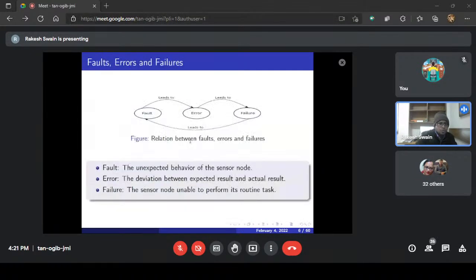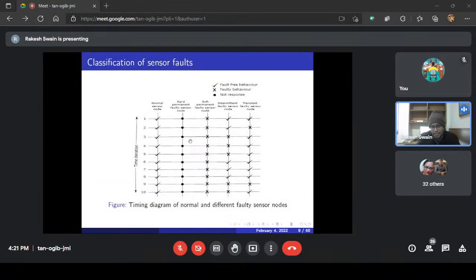So let me show you a timing diagram with respect to the behavior and persistent faults, and how they behave. This is the time axis, the observation time. For the normal sensor node, each ticking symbol gives a fault free behavior. Each time it gives fault free behavior for the normal sensor node. But for the hard permanent faulty sensor node, you can see the dotted marks, which mean no response. Each time there is no response for that node.